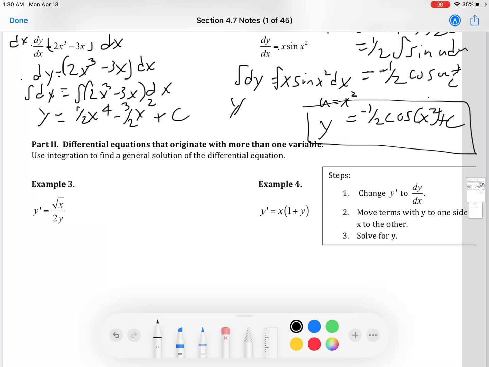So let's take a look at example 3. It says, for step 1, change y prime to dy dx. If we're doing that, we're not really changing the problem at all, but just changing how we're presenting the problem. And while we're at it, I'm going to call square root of x to the 1/2, because when we're doing antiderivatives, we like our fractional exponents better than our radicals. That makes it easier for us to do.